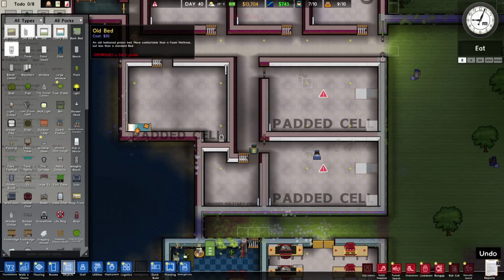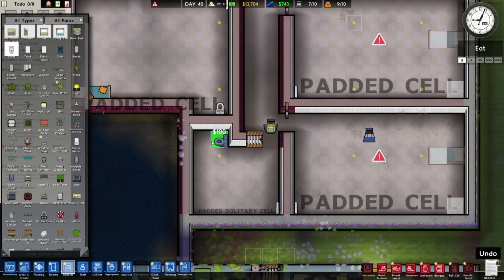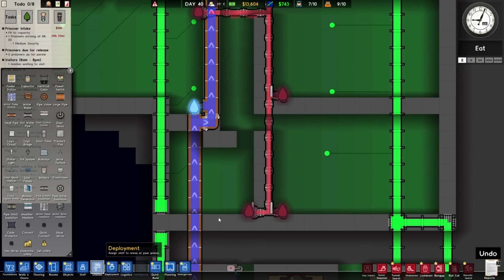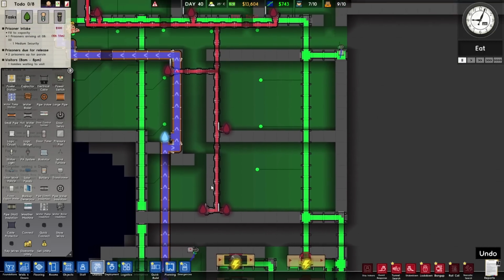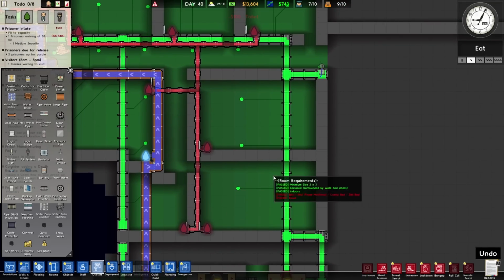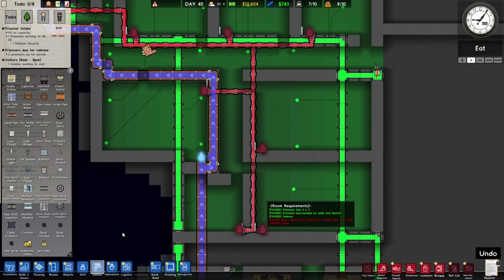Now, the padded solitary cell has got nothing in it at all. Does it not need a toilet in here? I kind of feel like we should put a loo in there. You don't want to be caught short in there. That would be bad. Okay, right. So let's let time tick on by. They can sort all that out.